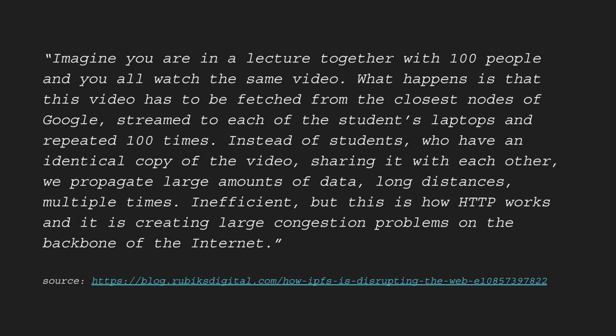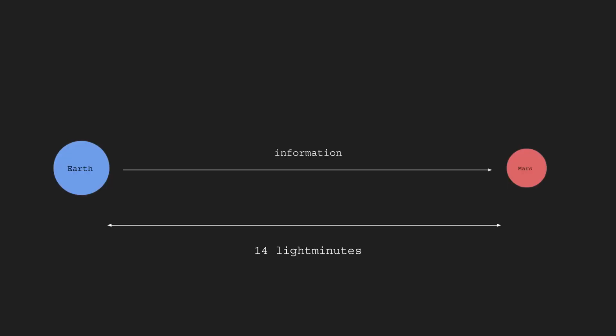Instead of students who have an identical copy of the video sharing it with each other, we propagate large amounts of data long distances multiple times. Inefficient, but this is how HTTP works, and it's creating a large congestion problem on the backbone of the internet. Now, replace the lecture room with the planet Mars and the video with the whole web. It takes about 14 minutes for information to get to Mars, but instead of having to wait 28 minutes each time to get a server on Earth to send information to Mars, we'd only have to do it once for each piece of information, and the rest of it can be distributed among other peers on Mars itself.